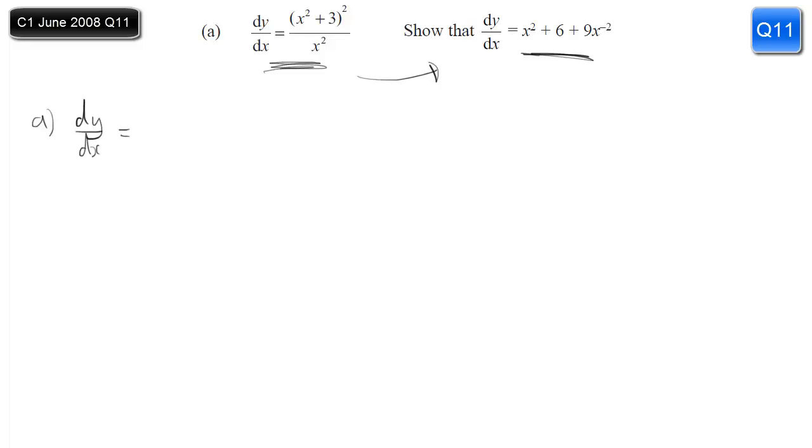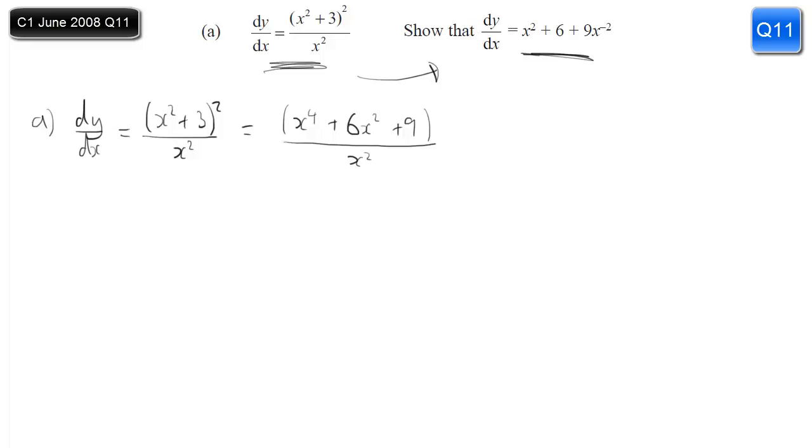Given dy by dx is this, x squared plus 3 over x squared, and don't forget that squared as well. So we have to multiply out the brackets first of all on top. Okay, so x squared times by itself is x to the power 4. x squared times the 3 gives me 3x squared, but I'll have 2 of those. So that's 6x squared, and then 3 times the 3 is 9. And I don't really need those brackets on top, but they're okay there. And that's divided by x squared.